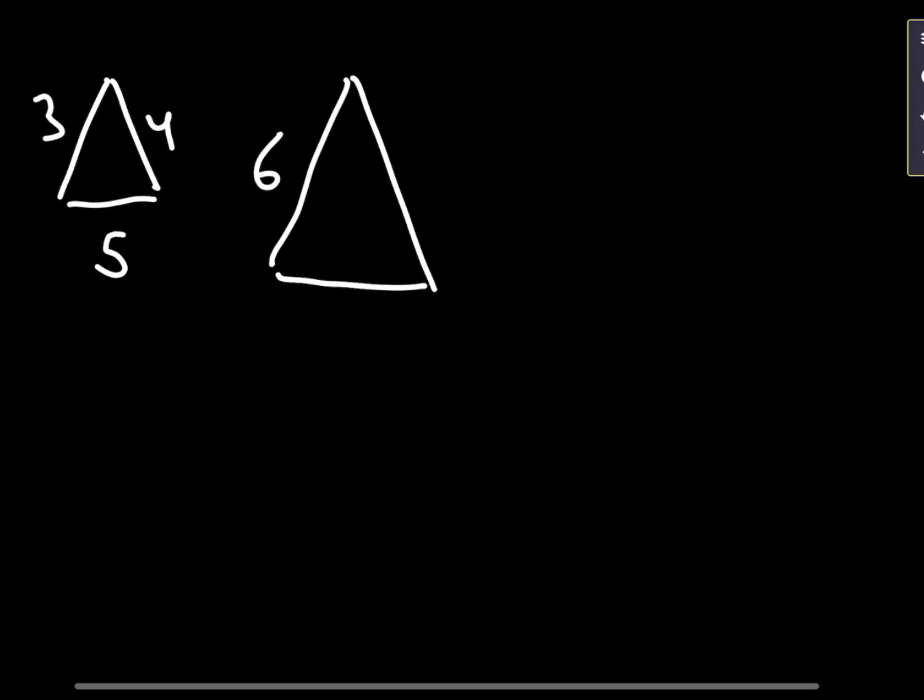Let's talk about similar triangles. So what makes a triangle similar? Say we have triangle 3, 4, 5, and we have another triangle 6, 8, 10. Tell me what you notice about these two triangles.